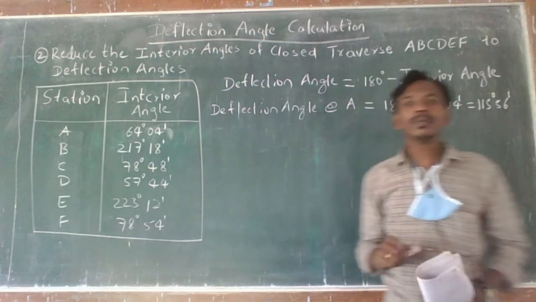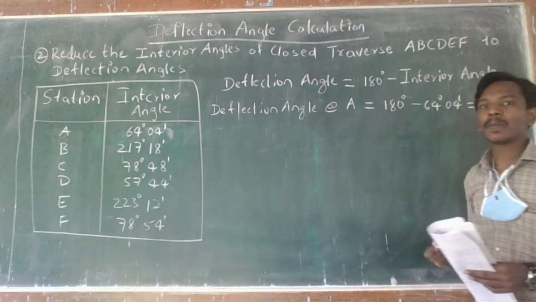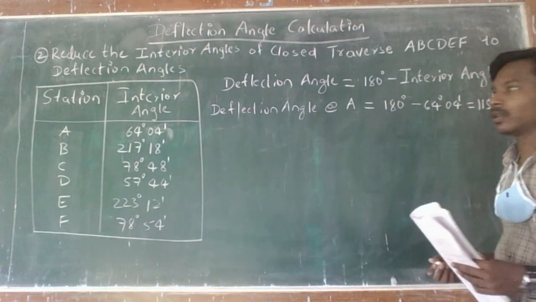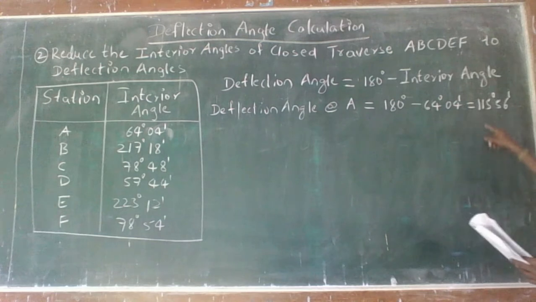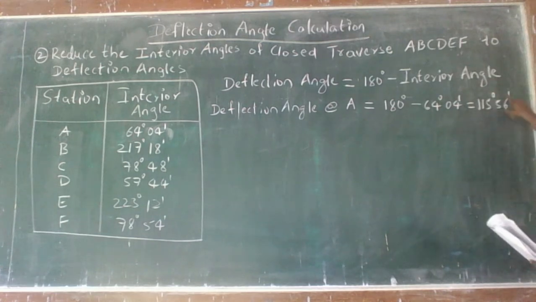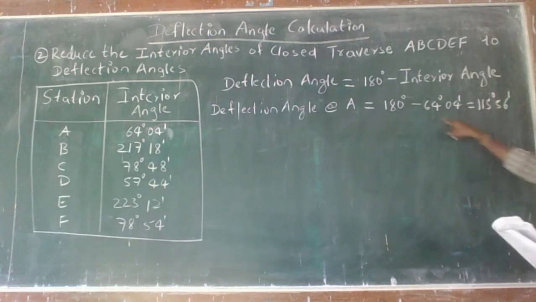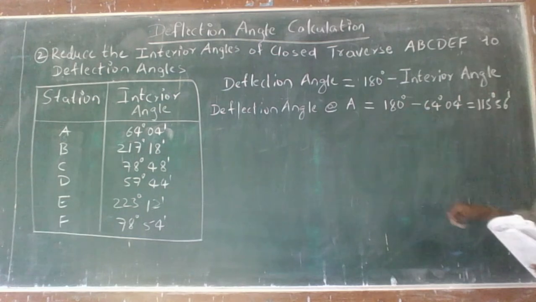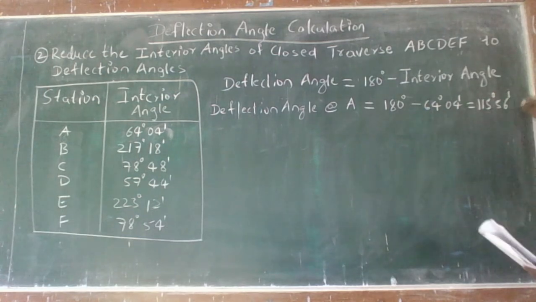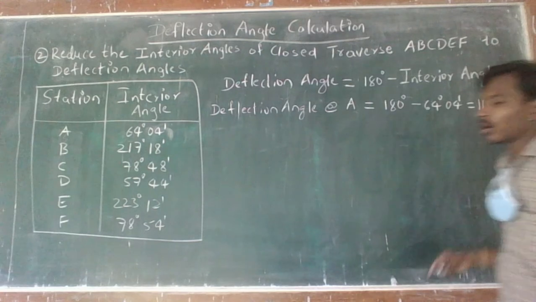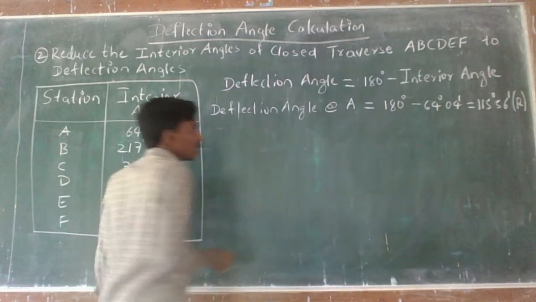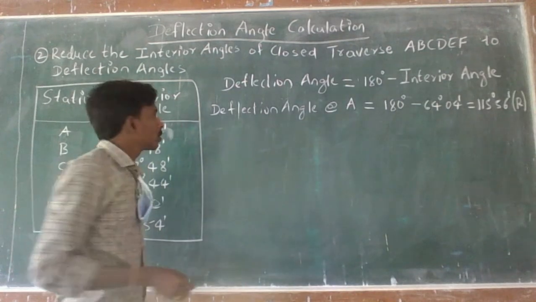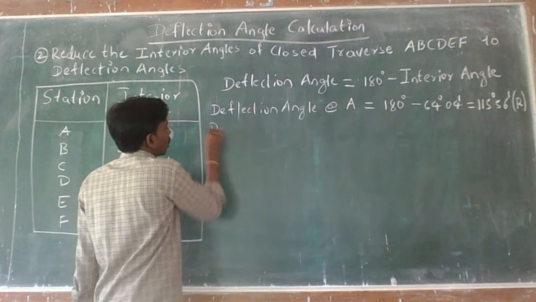Now here we have calculated the deflection angles. We have to denote the direction of the deflection angle. Now here you can see the value or the answer of these two angles is positive. So because of that reason the deflection angle is towards right, or we can call the deflection angle is clockwise. So let's move to the next angle.